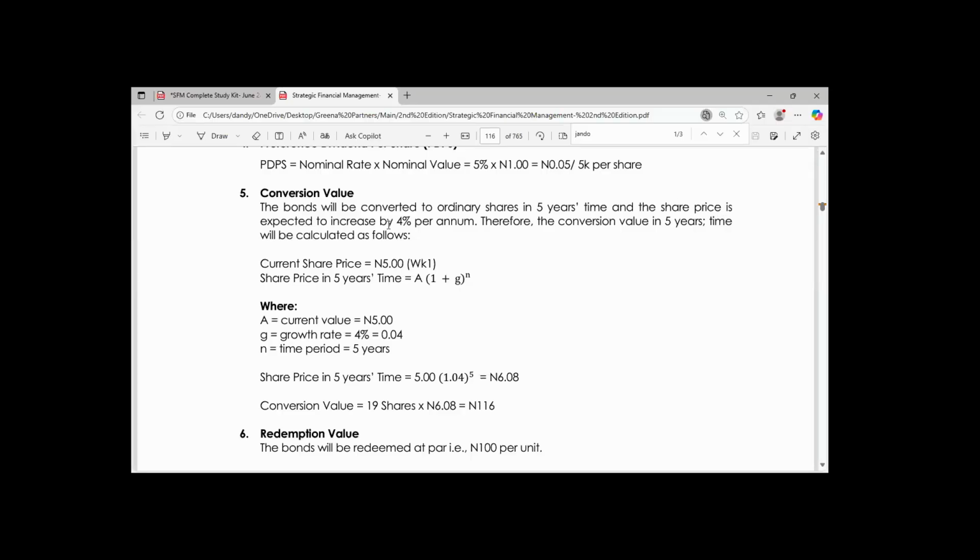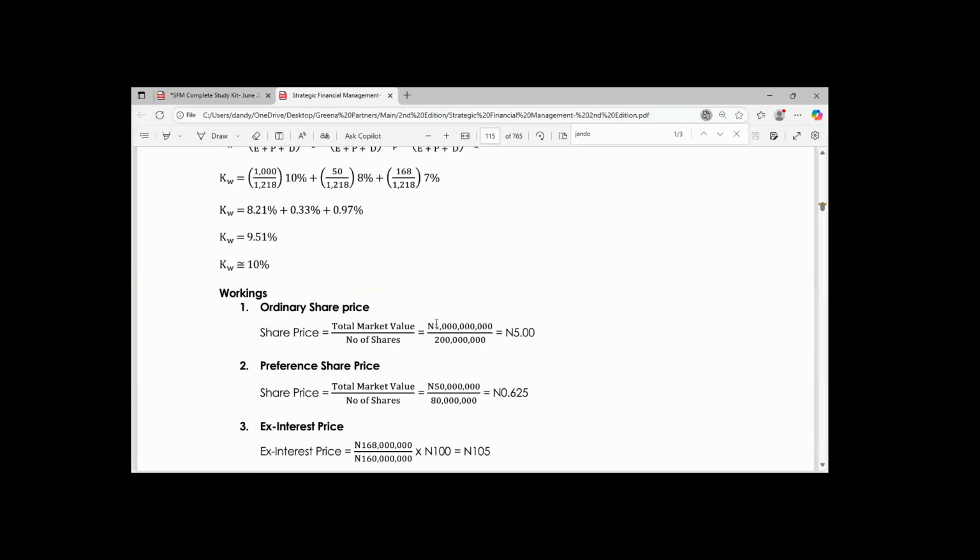And the share price is expected to increase by 4% because according to the question, the examiner told you that the share price will grow by 4% per annum. So in this case, you must first of all grow the share price before you calculate the conversion value. The current share price is 5 naira. How do you get the current share price? In the question, you are given a total market value of 1 billion naira. The number of shares is 200 million. So to get the share price, it is total market value divided by number of shares. That's what gives us this 5 naira.